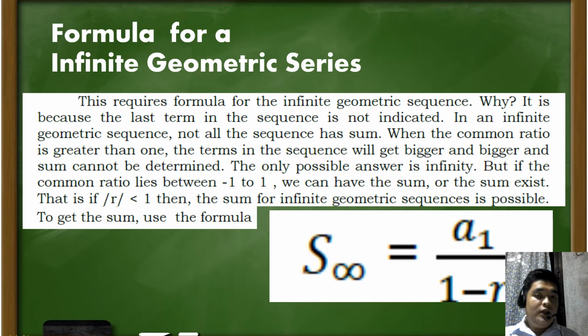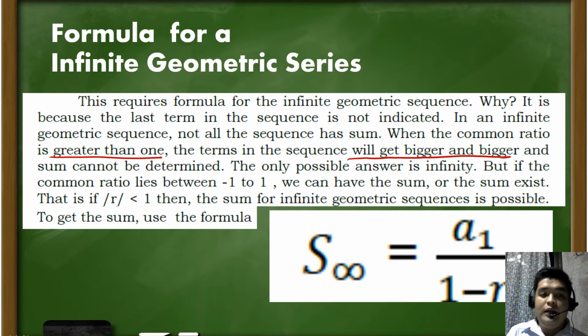Okay, so the formula for an infinite geometric series. This requires a separate formula for the infinite geometric sequence, because the last term in the sequence is not indicated. In an infinite geometric sequence, not all sequences have a sum. When the common ratio is greater than 1, the terms in the sequence will get bigger and bigger, and the sum cannot be determined. So the only possible answer is infinity. Again, if the common ratio is greater than 1, the sum is infinity.